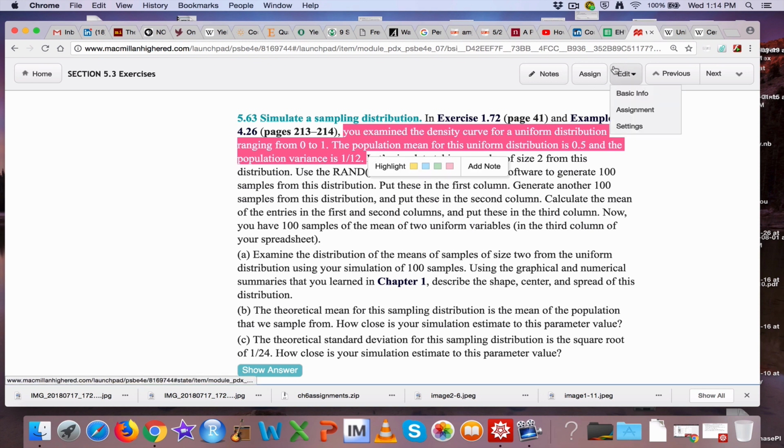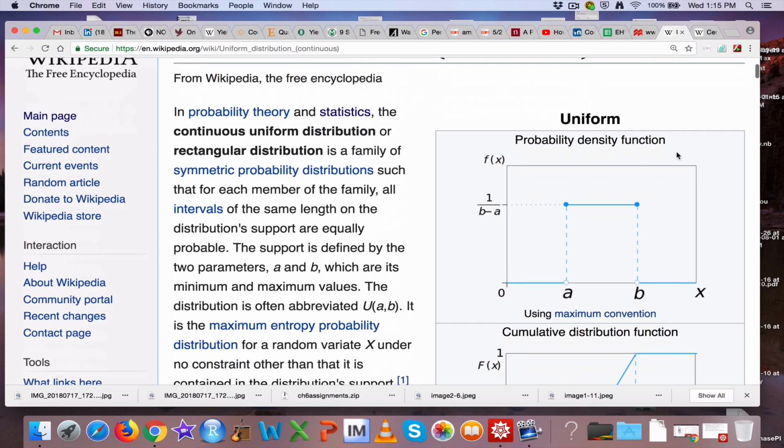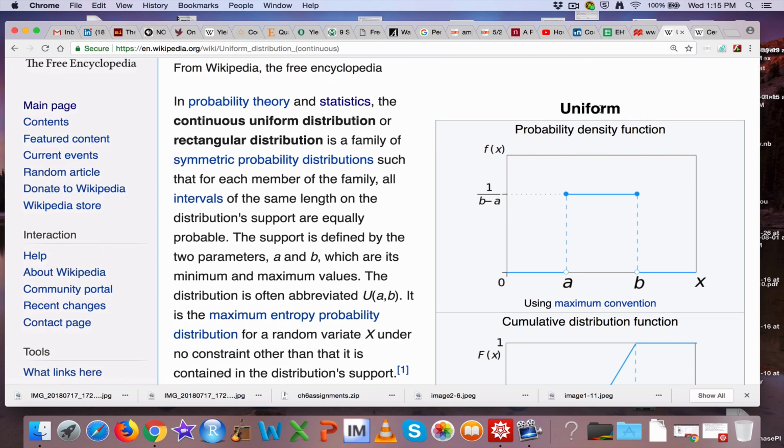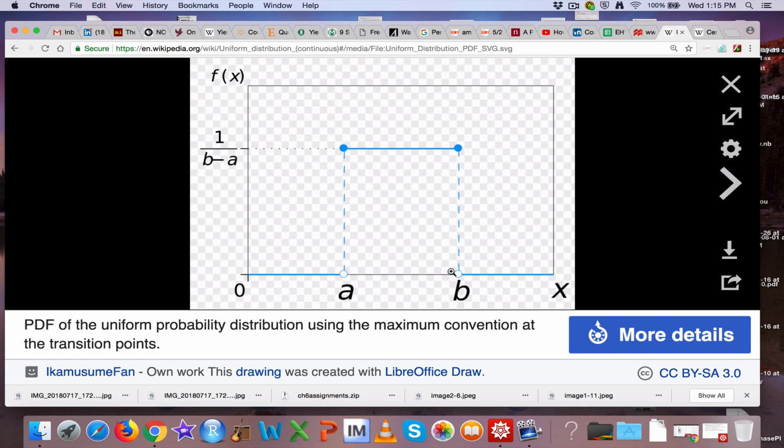We can look into some more detail about what a uniform distribution is in a couple ways. We can look at Wikipedia first of all, and see the graph of a uniform distribution for a continuous random variable between a and b. This graph is non-zero when x is between a and b, it's 0 when x is less than a, and it's 0 when x is greater than b. And to be a density curve, a probability density function, the area under this graph must equal 1.